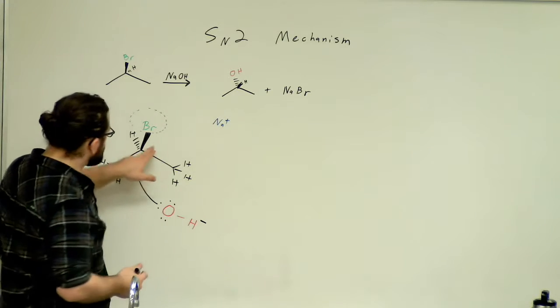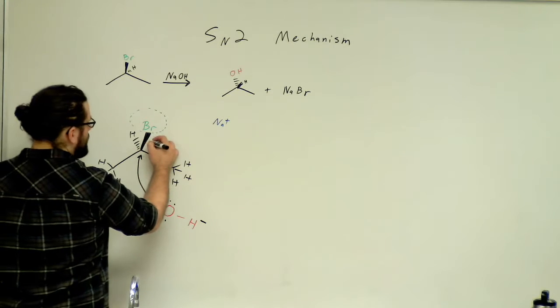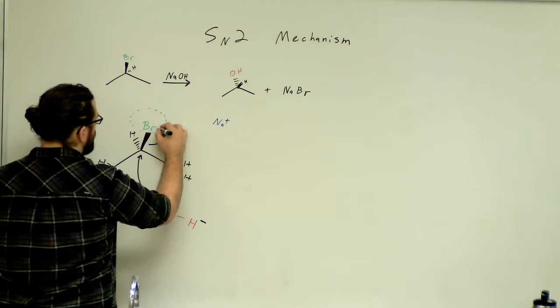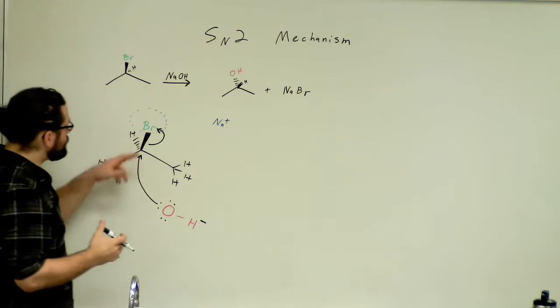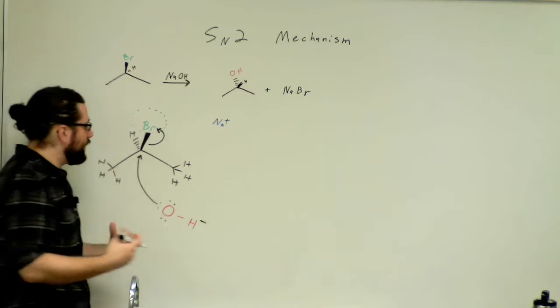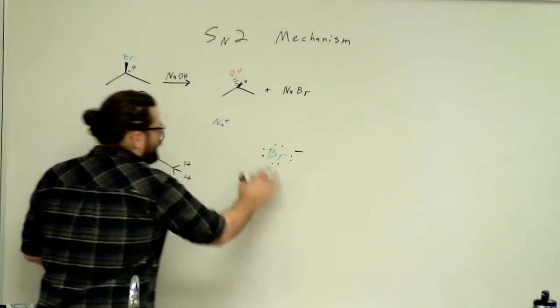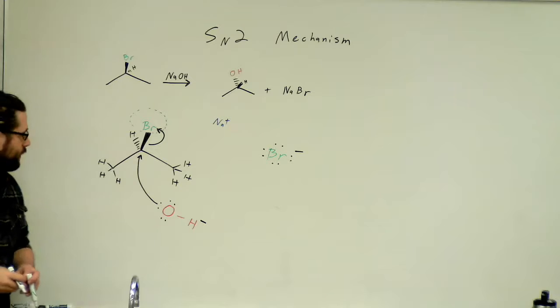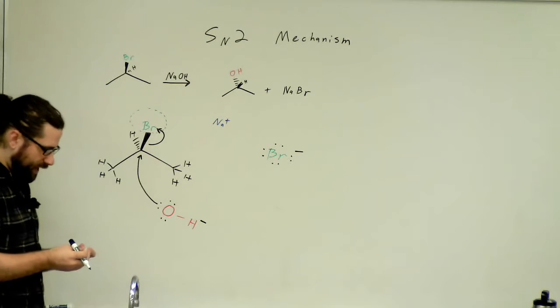So the same thing is going to happen up here. As these electrons bond with this carbon, the electrons in this bond are going to go to the bromine. And so when that happens, this bromine gets an extra pair of electrons. And it's going to be drawn like so. That'll be my bromine after the reaction. But what about my new substrate? What about my new organic molecule?